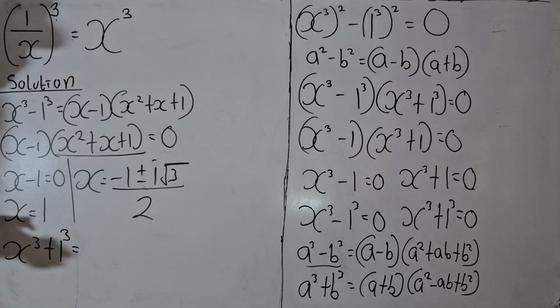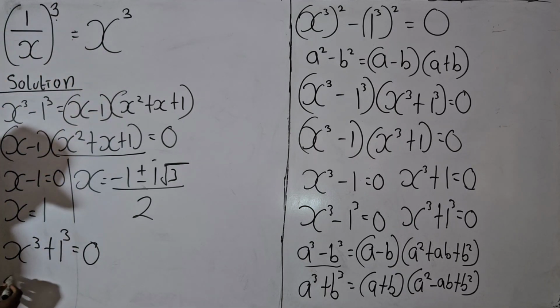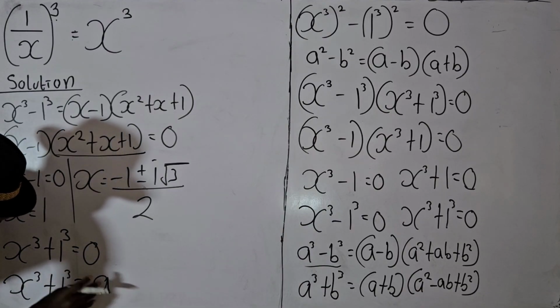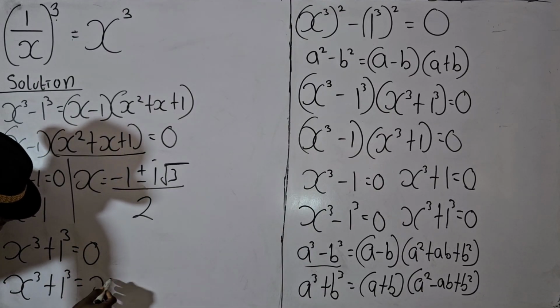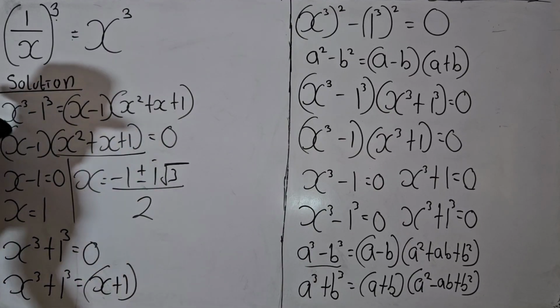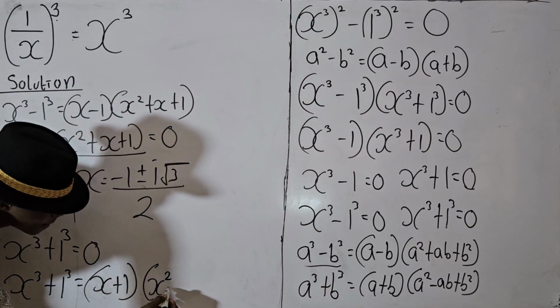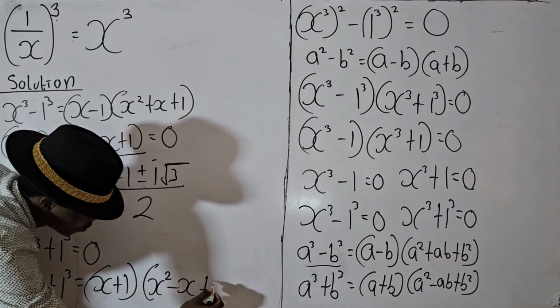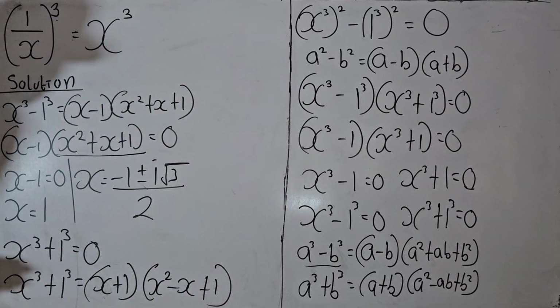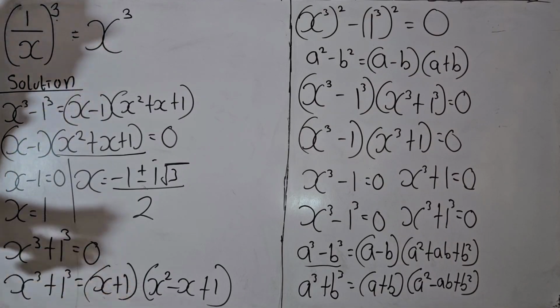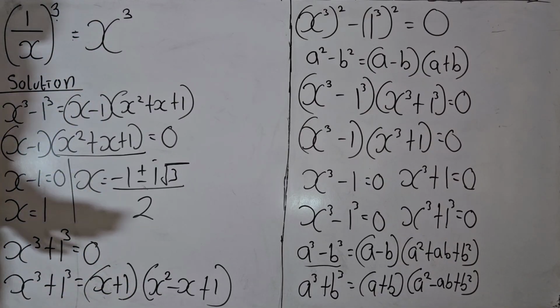Let us solve for the value of x in this equation. Recall that x raised to the power of 3 plus 1 raised to the power of 3 will be equal to x plus 1 multiplied by, using this identity now, x squared minus x plus 1. Okay? So I'm going to replace, in this equation, x raised to the power of 3 plus 1 raised to the power of 3 with this. And I'm going to set it equal to 0.